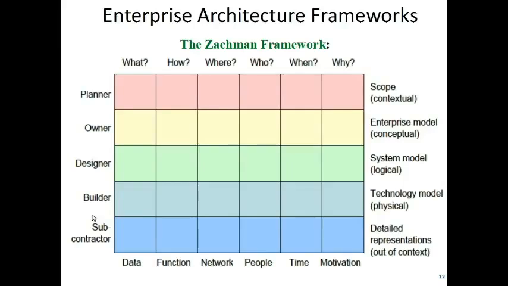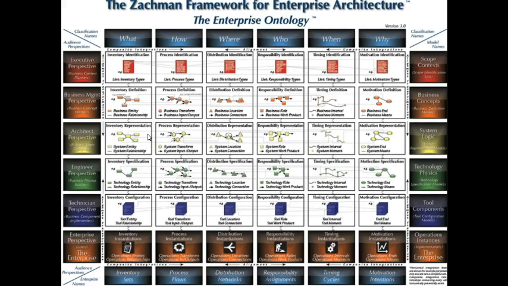So at the left hand side we can see the roles, the people who are working in this system, the stakeholders or the people who have interest in this architecture. On the top, we can see the questions we're asking, and in every one of these cells, we will have different views produced for that particular stakeholder. Okay, here we can see more details about that.